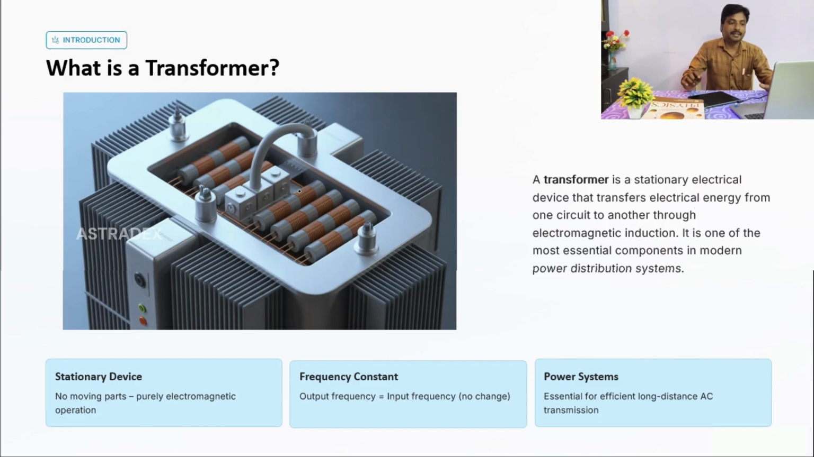As the transformer has no moving parts, it is called a stationary device. The energy transfer is purely electromagnetic, and here the frequency will be constant. The output frequency will be equal to the input frequency. There is no change in the frequency. And in the power system, it is essential for long distance AC transmission.